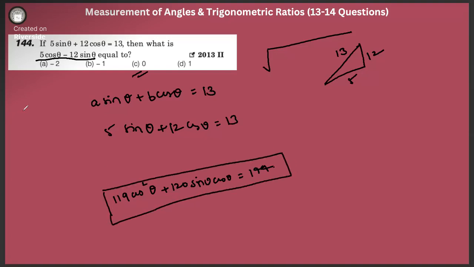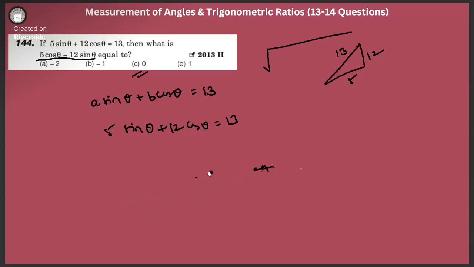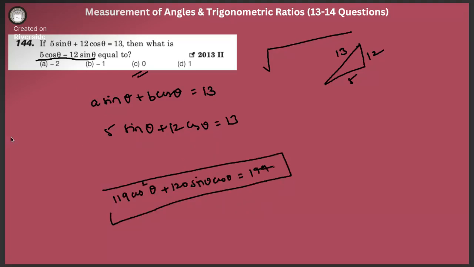So squaring doesn't really help much. It only makes things complicated. Squaring on both sides will help when these two values are the same. Then you get rid of sine square theta and cos square theta, and you can work out with sine theta and cos theta. Maybe something like this.